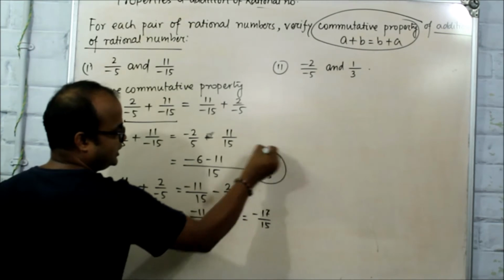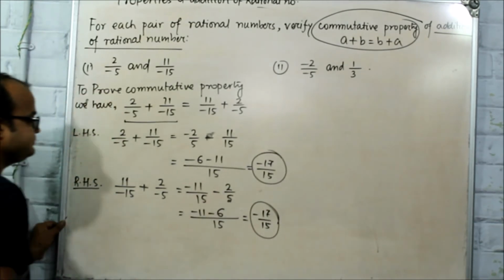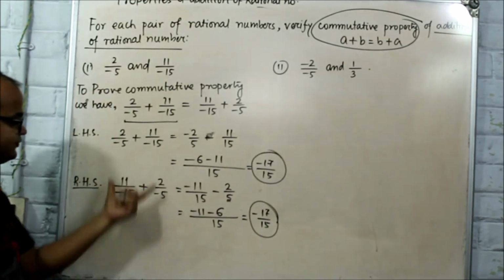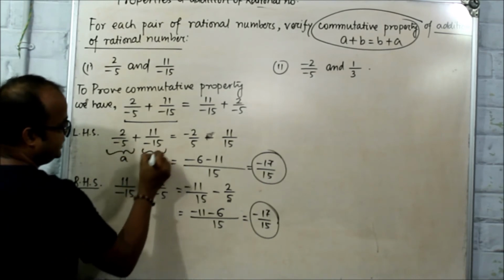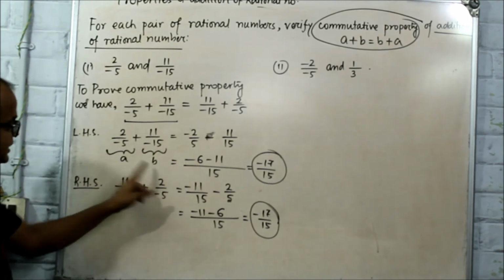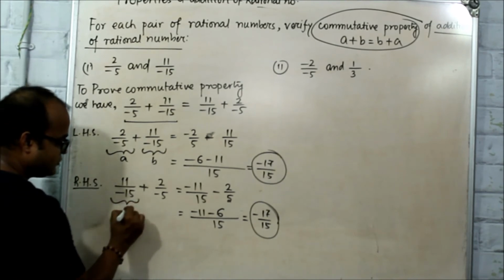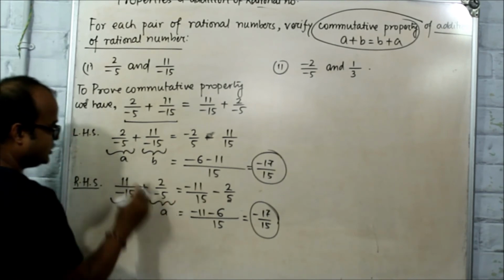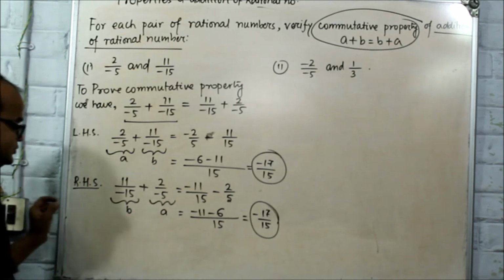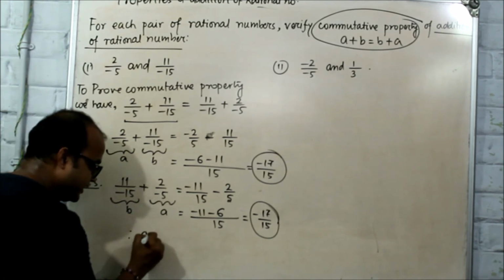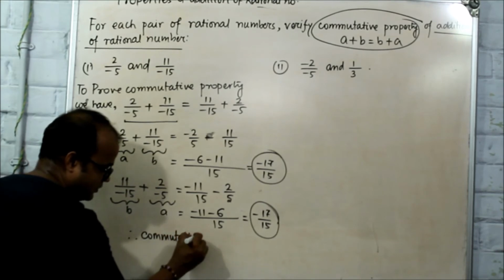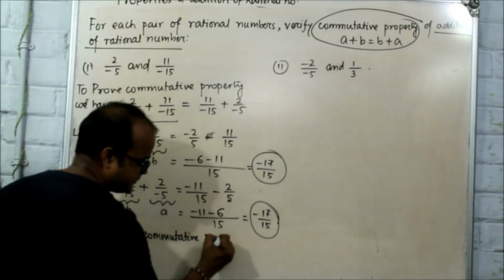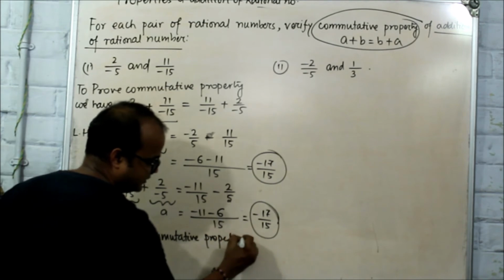Now see, these two are the same, but we have taken a different way. Suppose this is A and this is B. So the first time we are showing A plus B, and the second time we are showing B plus A, because this is B. Therefore, commutative property verified.